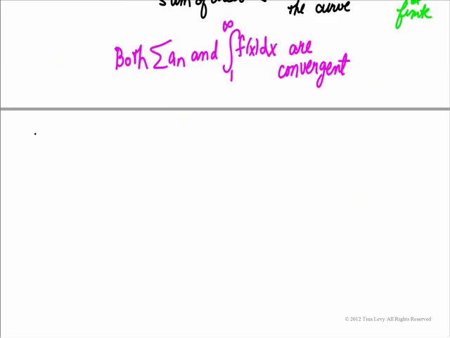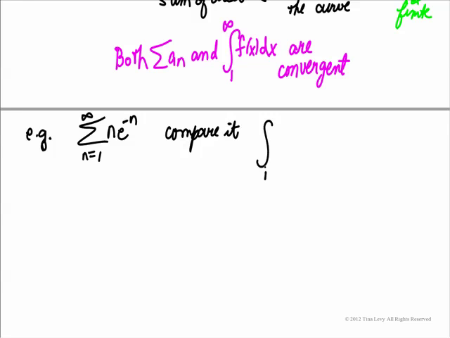As my example, you'll be given the series, n goes from 1 to infinity, of some series. So let's say we are looking at the series n e to the negative n. It's not geometric, it's not telescoping, so it's not a series that we would have an actual finite value for. But we can decide, does it converge or does it diverge? So to do this, we're going to compare it to the improper integral from 1 to infinity.